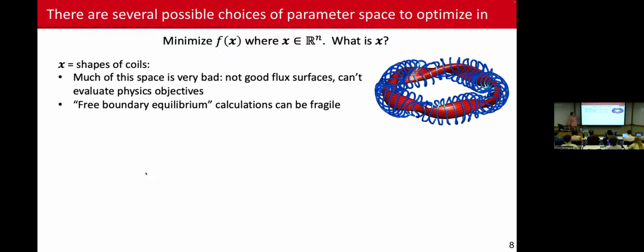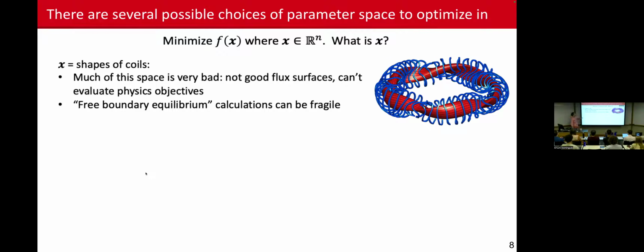What we could do is say x are the shapes of the coils. We change the shapes of the coils, we recompute those fields, and we get a plasma surface that's self-consistent with those coils. This is called free boundary MHD. It's extremely challenging in 3D and really fragile. So much of the space is very bad. It's hard to get good flux surfaces. And this is just a really challenging thing to do. This is basically trying to do the full self-consistent problem of optimizing the coils and the plasma at the same time.